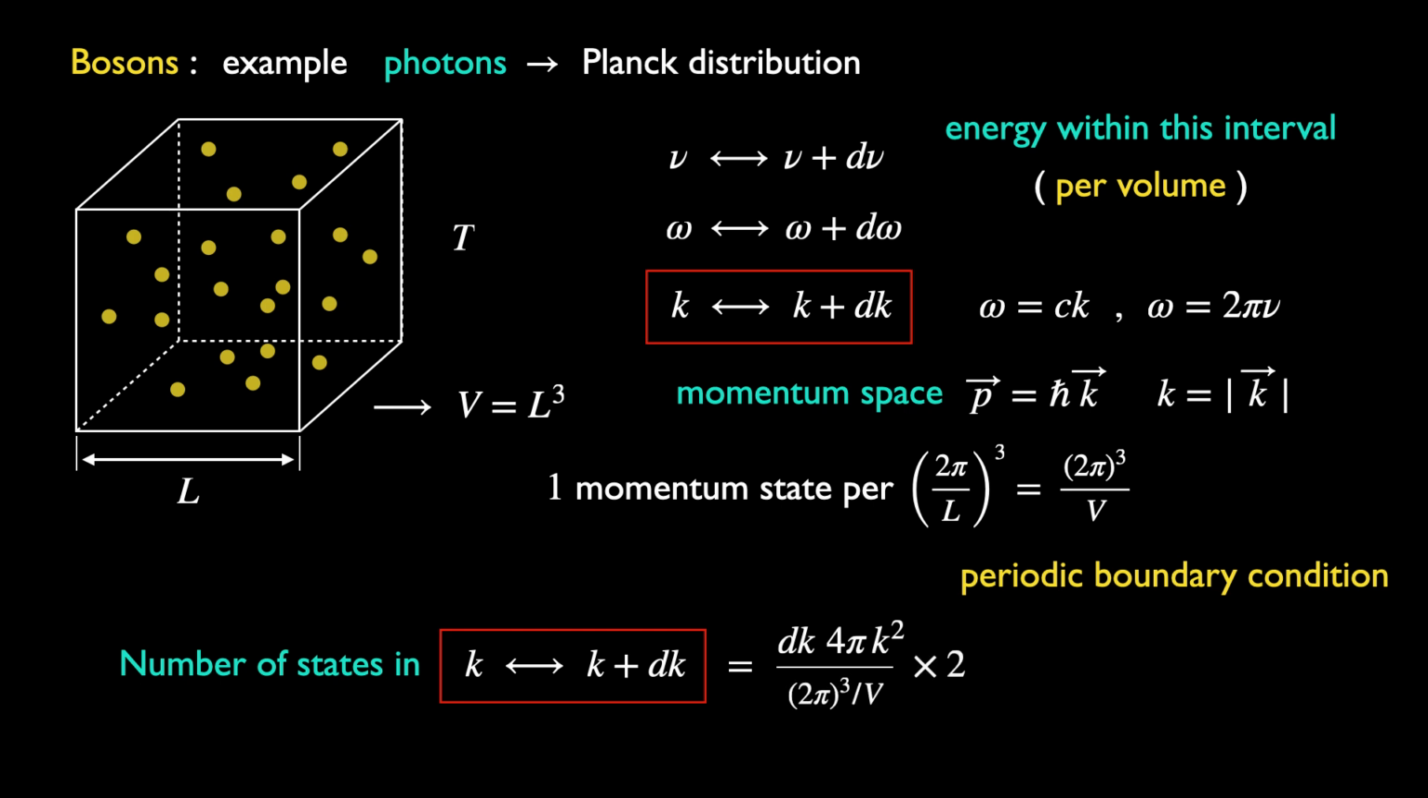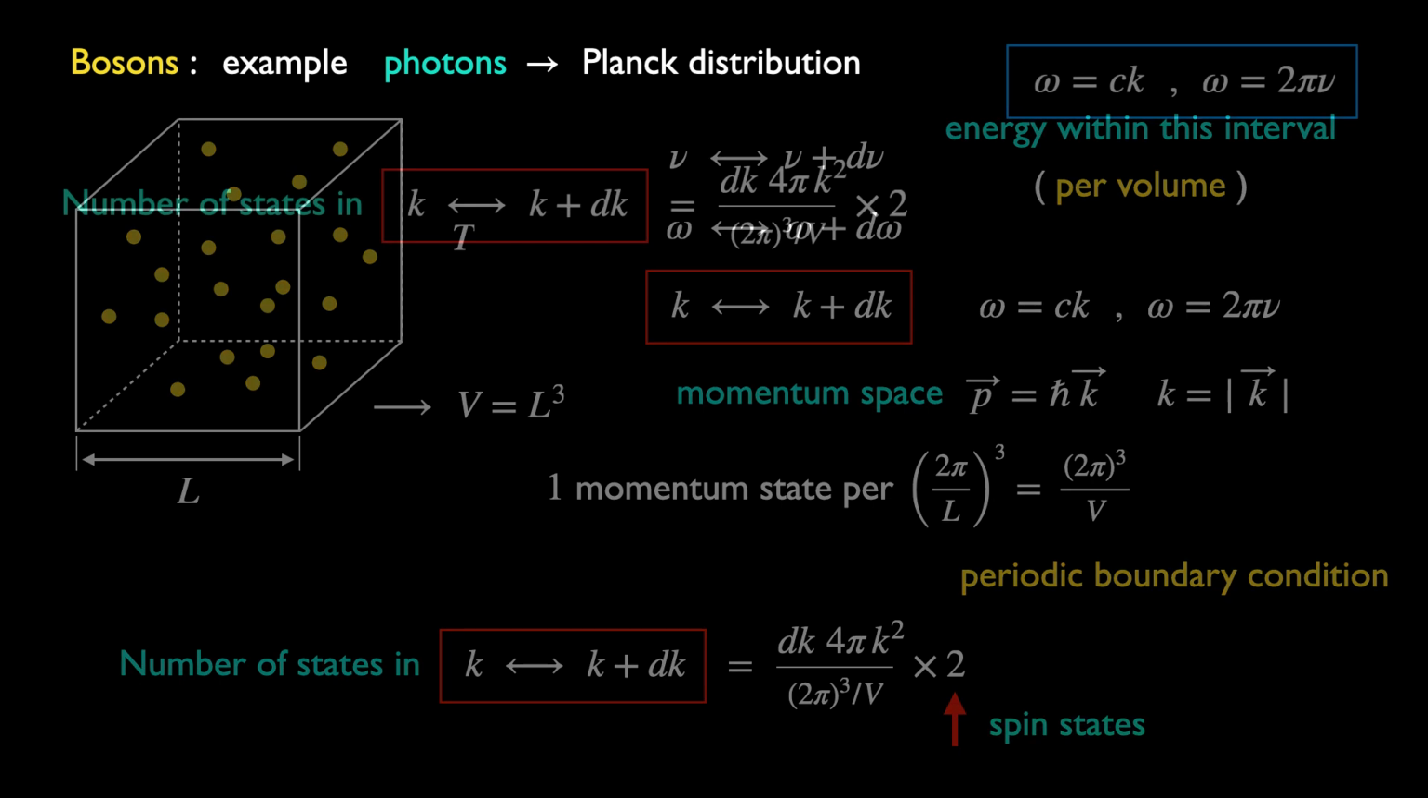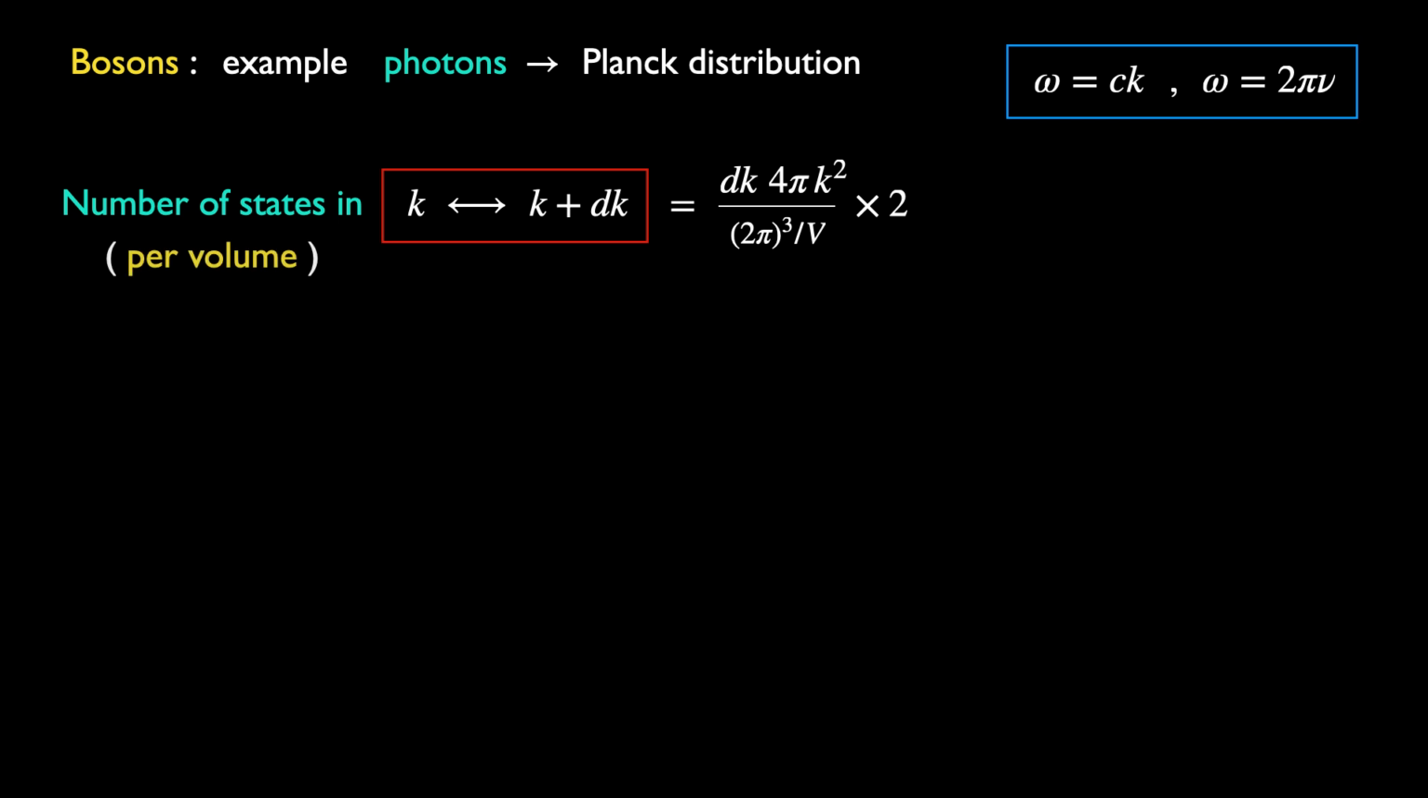This is the volume of a spherical shell of thickness dk divided by the k volume associated with a single state, multiplied by two spin states. The spatial volume V cancels out. Let's express this in terms of omega using the first equation above.